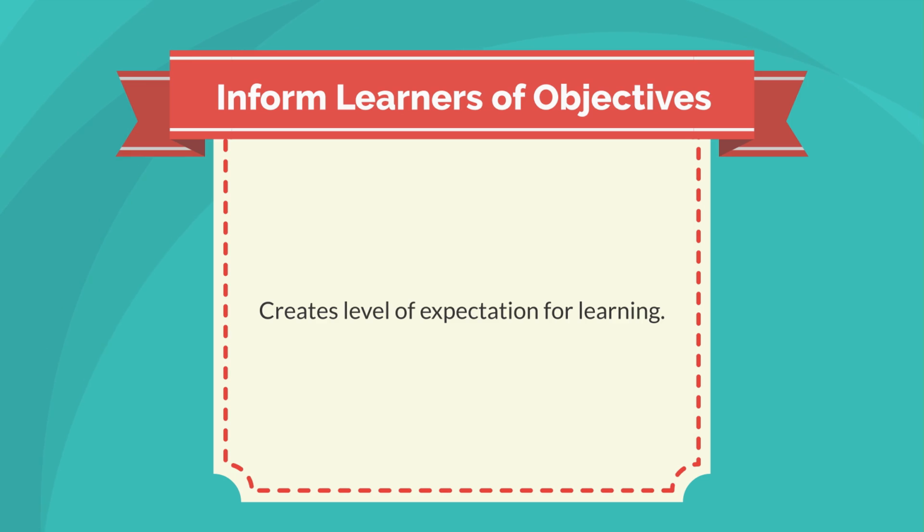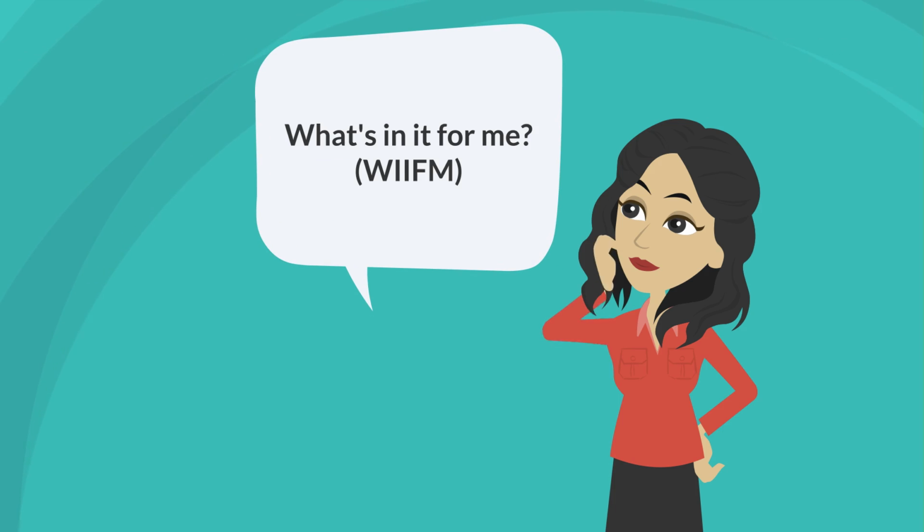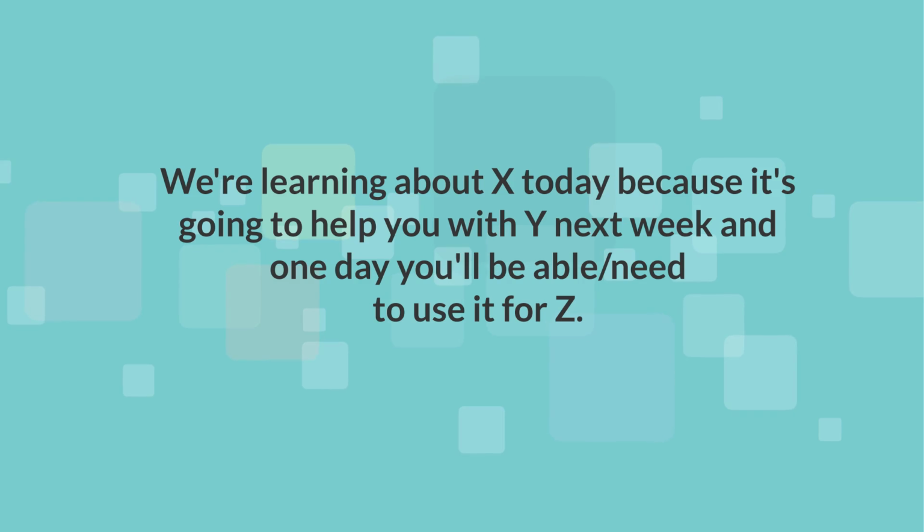Next, we need to let learners know what to expect and what's expected of them. We want them to understand what they're about to learn and why. A great way to activate this step is to use a WIFM statement, the "what's in it for me." This makes the learner aware of what they're about to learn and why it's important to their role. This WIFM statement is something as basic as, we're learning about X today because it's going to help you with Y next week, and one day you'll be able to, or maybe need to, use it for Z.